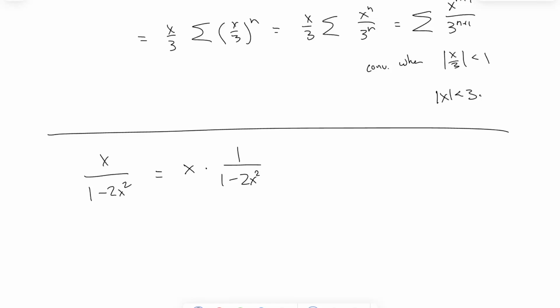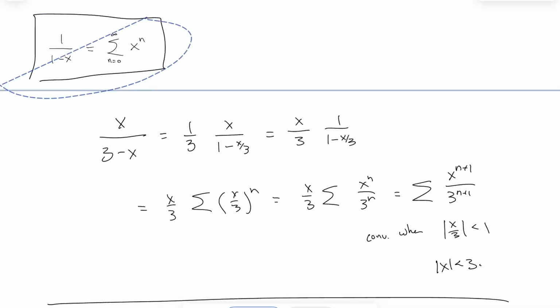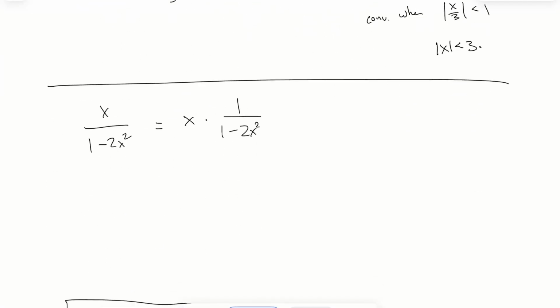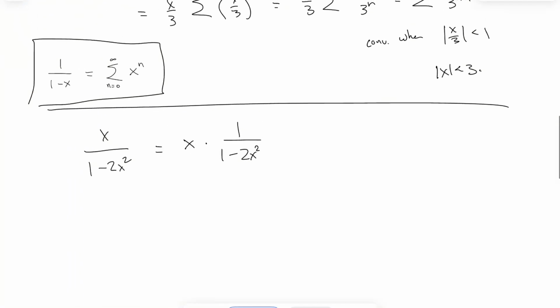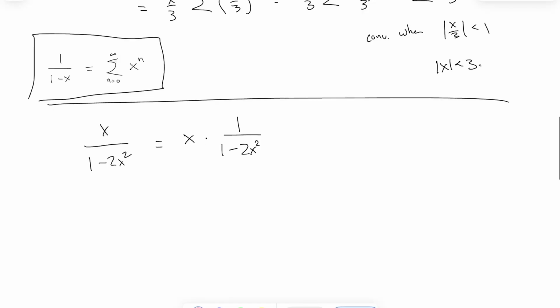What's weird about this one is we have 2x squared down there. My standard format is just 1 over 1 minus x. Here instead we have 1 over 1 minus 2x squared, but it's a little weird, but we can still just plug that into the original formula. So I'm plugging in, instead of x, 2x squared. We get x out here just because I had to factor that out. And then this becomes the sum of 2x squared to the n. We're using the formula in the box, but with 2x squared instead of x.